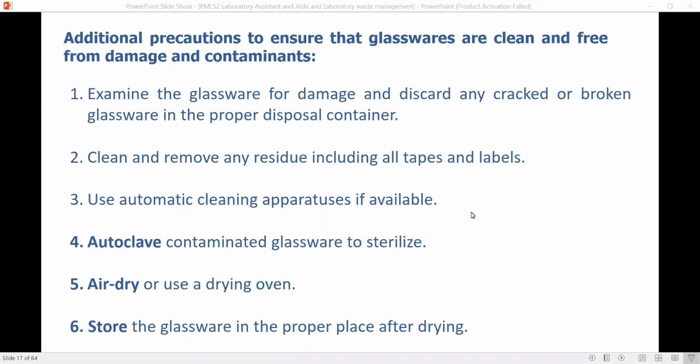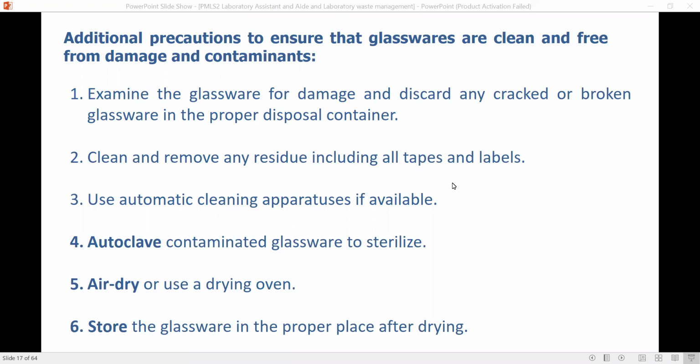Okay, and then clean and remove any residue, including all tapes and labels. So when you wash, there are labels and tapes, and you need to remove all of those. It must be clean, with nothing stuck on it. So you remove all the tapes and the labels. And it is better if you have automatic cleaning apparatuses, like a glassware washer or a pipette washer.